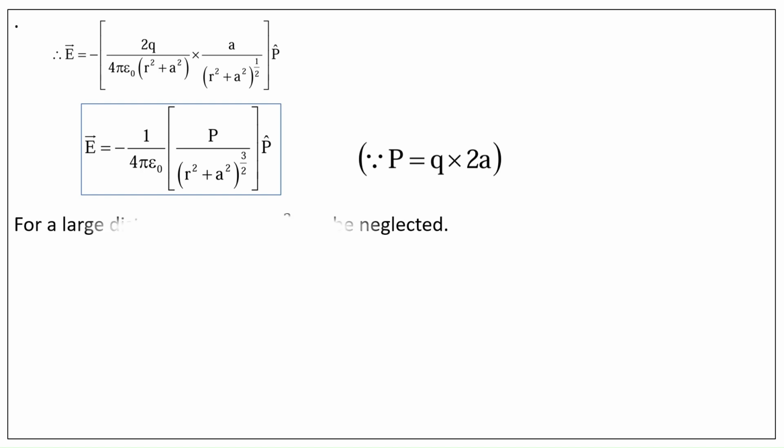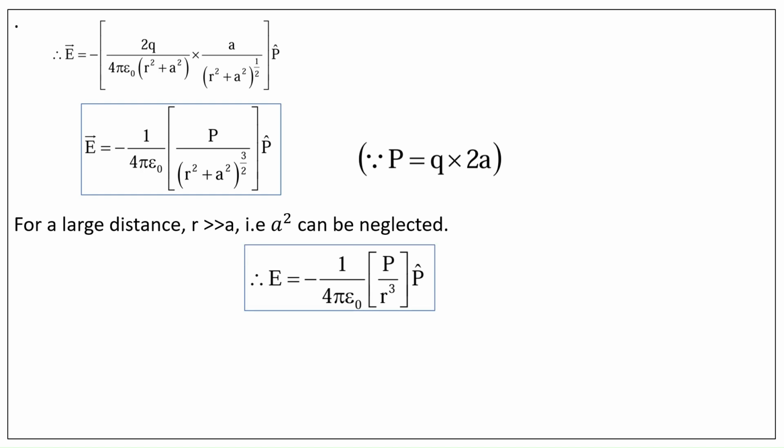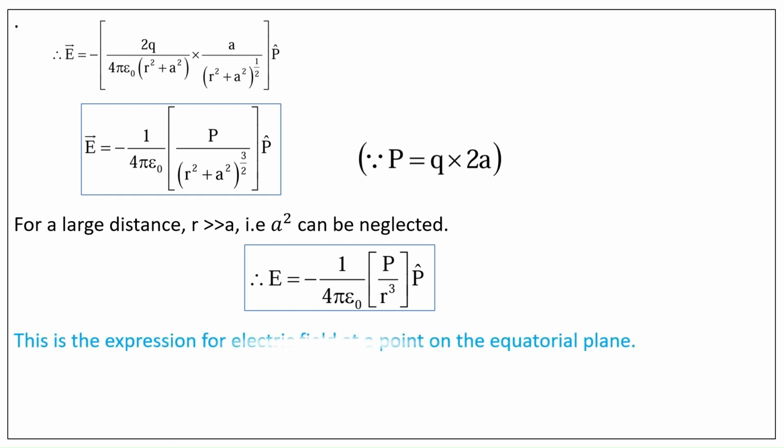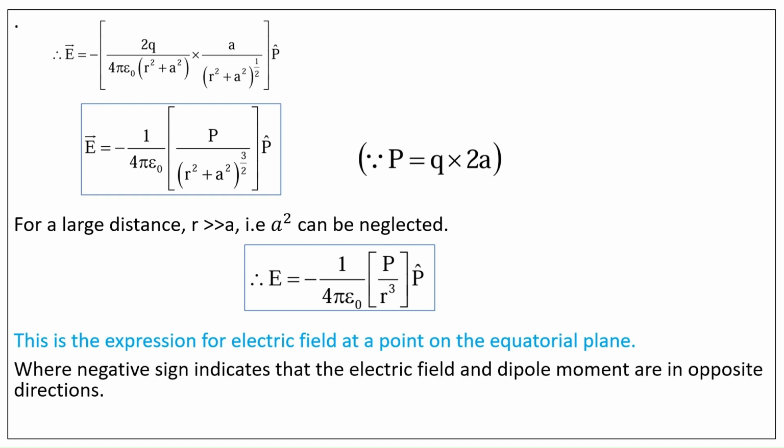For a large distance, R is much greater than a, so a square can be neglected. Therefore, E is equal to minus 1 by 4 pi epsilon naught into bracket P by R cube into P cap. This is the expression for the electric field at a point on the equatorial plane, where the negative sign indicates that the electric field and dipole moment are in opposite directions.